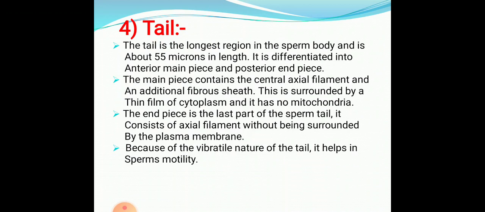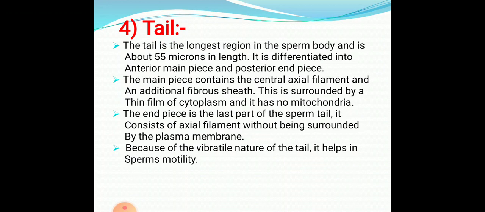So next, the last part is the tail. The tail is the longest region of the sperm body, about 55 microns in length. You can see the length of the tail. It is differentiated into an anterior main piece and a posterior end piece. There are 2 parts differentiated: one is the anterior main piece, and the other is the posterior end piece.